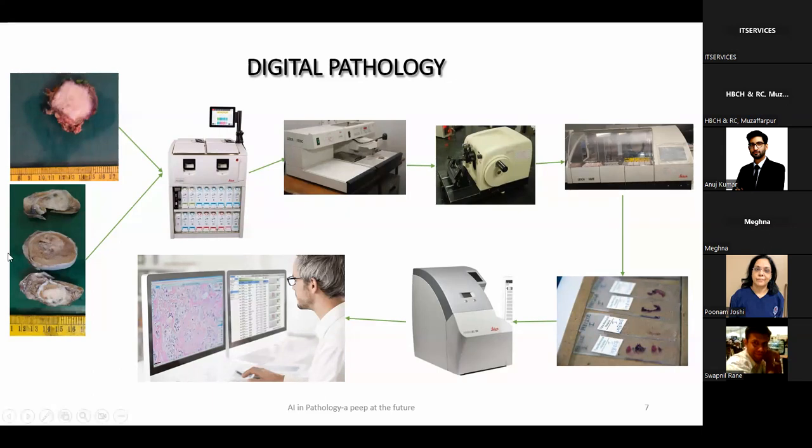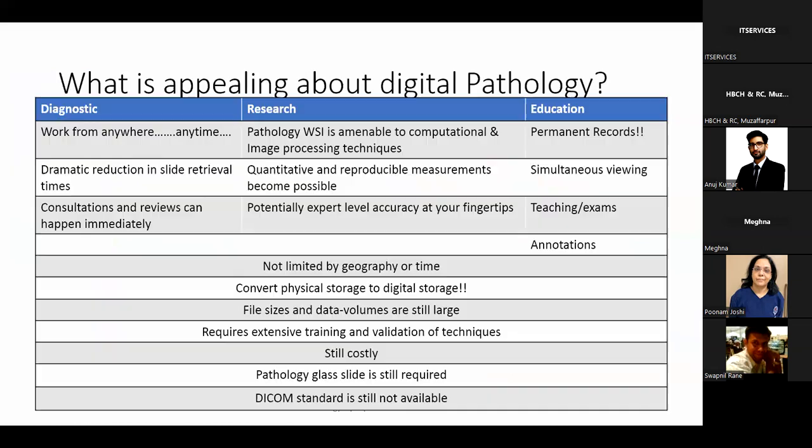As you can imagine, almost every step up to the glass slide still exists. Unlike digital radiology, when radiology went digital, the films disappeared. The images directly started coming into the digital DICOM format. The pathology slides still have to be made. So this is an additional process that adds to the workflow time and the turnaround times when we try to do a totally digital pathology.